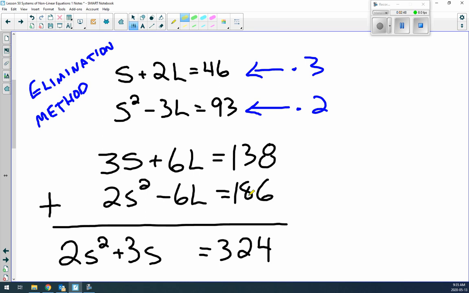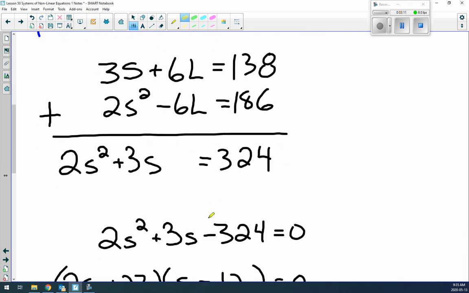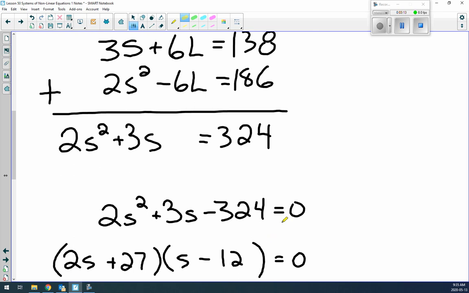Why did we do that? If you look, we have a positive 6L and a negative 6L. If we add those together, using the elimination method, those two will disappear. Let's see what we get. 2s² and 3s, you can't add those together, they're not like monomials. So we end up with 2s² + 3s = 324. This is looking familiar now. This is a quadratic. Bring the 324 over to the other side and make it equal to 0.